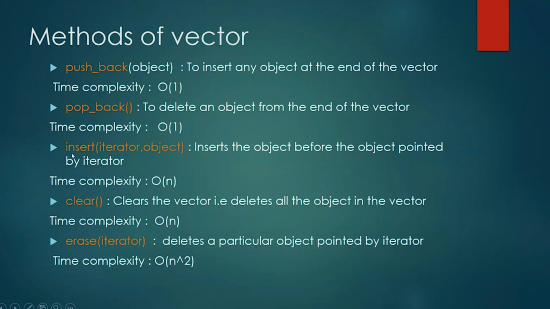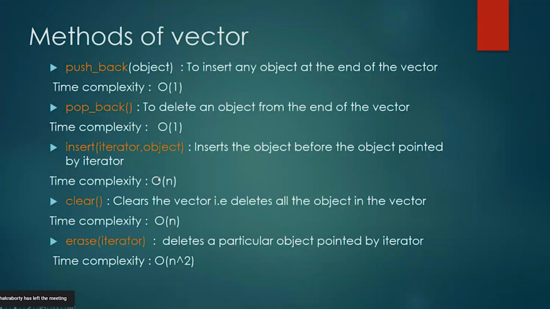Insert. What does the insert method do? It takes an iterator. What does an iterator mean? Any iterator will point to an element. And the object. It just places the object just before the element pointed to by this iterator. So the time complexity of the insert function is big O of n.